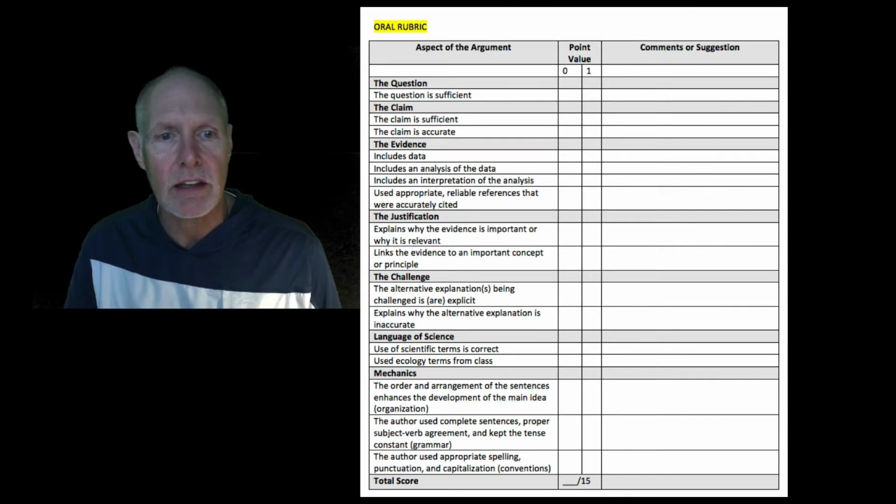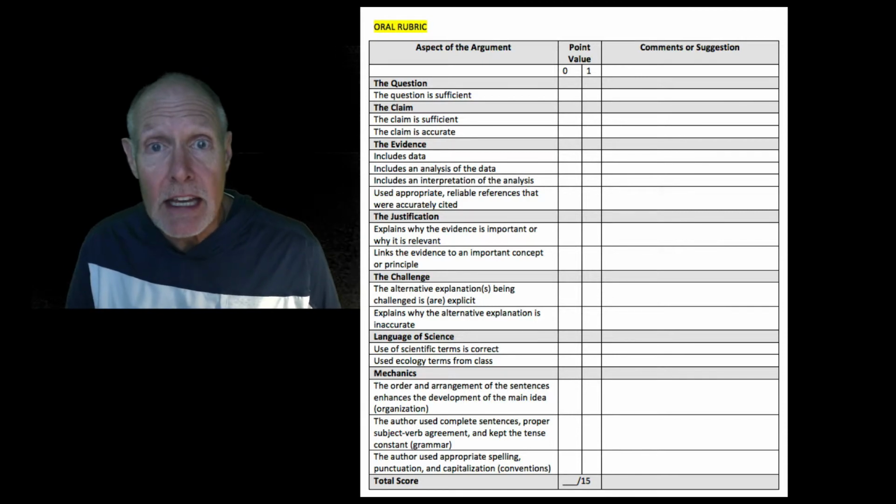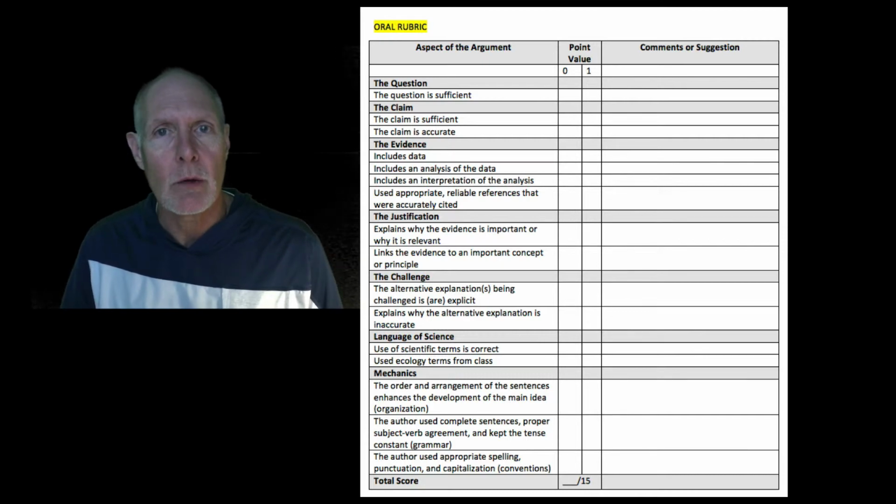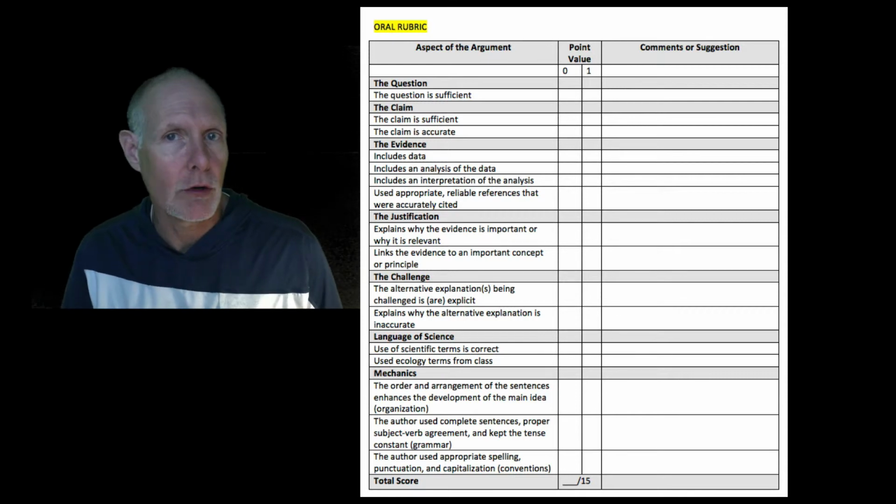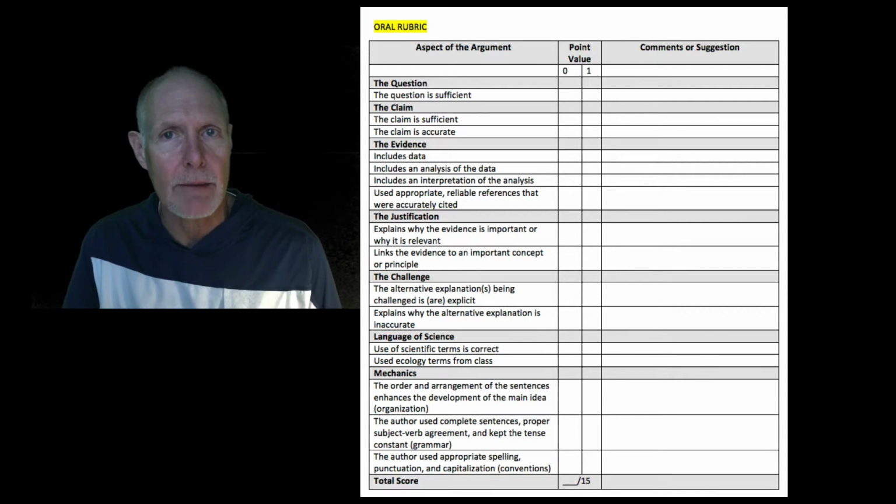So the question, the claim, the evidence, the justification for your evidence, any challenges that you see to answering your question. What about the language of science? Making sure you're using the right vocabulary words. So that'd be a really good time to go back to your learner goals page and take a look at the vocabulary that I have on that learner goals page to make sure you're using that in your presentation. You don't need to worry about the mechanics of the sentences because you're speaking orally, and you don't need to score yourself on this, but you do use the rubric as a guide for your presentation.